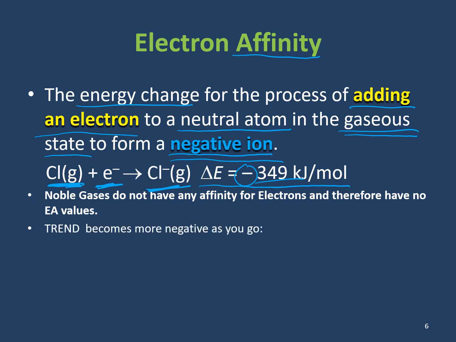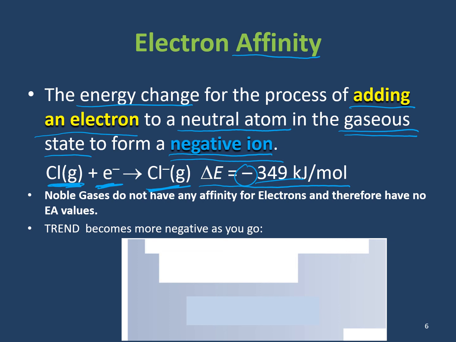This trend becomes more negative as you go up and to the right. So something over here is going to have a much more negative electron affinity than something over there. And you just need to know this trend. Again, if you have any questions about the trends, just let me know.